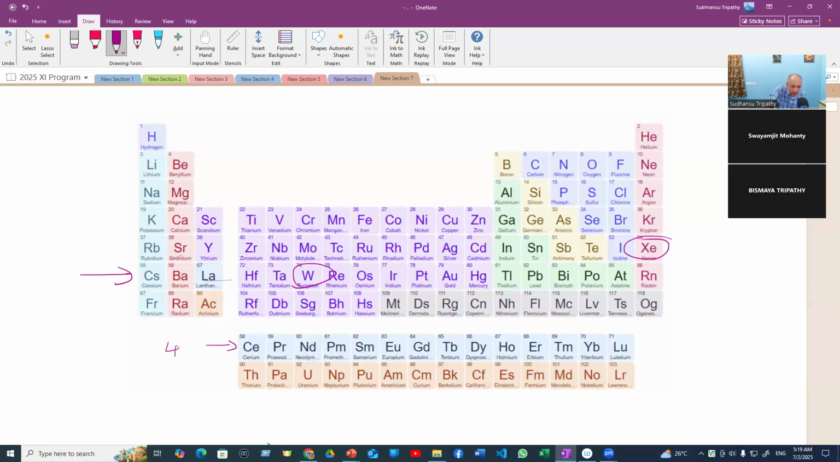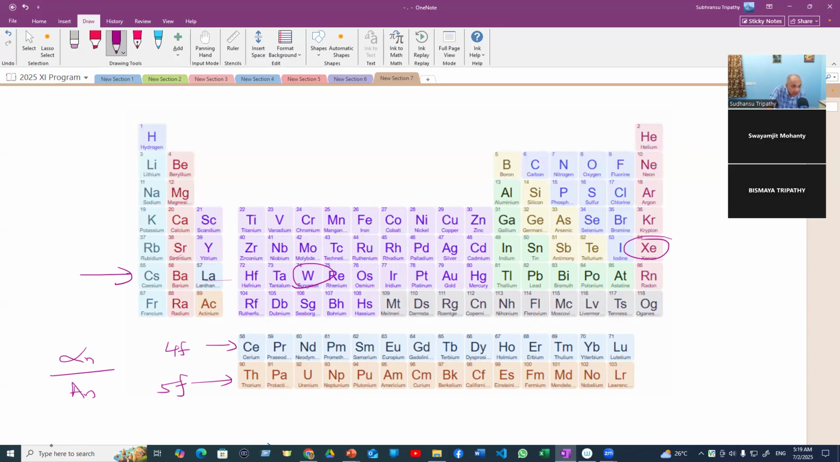This is the 4f series. This is the 5f series. This is called lanthanides. This is called actinides. The short notation of lanthanides or lanthanoids is Ln. And actinides or actinoids, this is An.